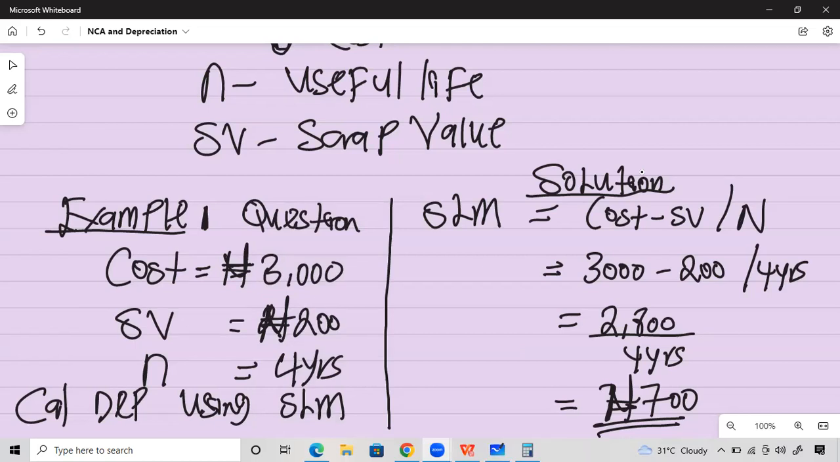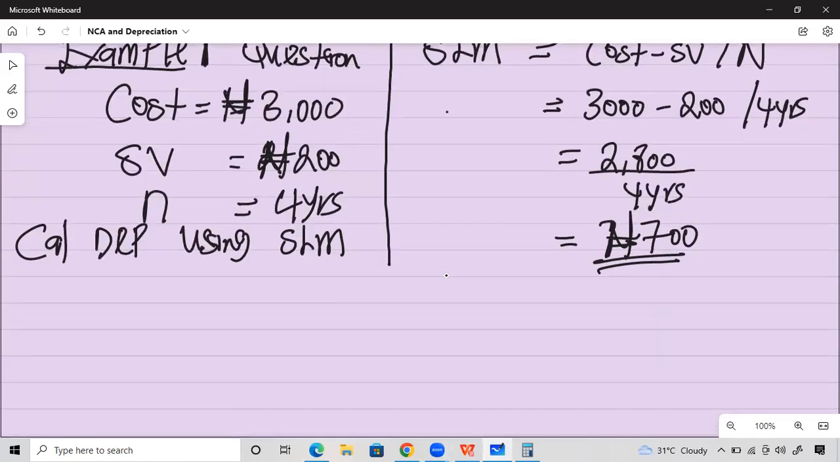Don't forget the formula. The formula for straight line method is cost minus scrap value divided by the number of years. The cost is 3,000. At the end of the 4 years, you were able to sell it for 200. Divided by the total years, which is 4. 2,800 divided by 4, you have 700. So this is how we calculate depreciation using the straight line method. Now, let's go to the second example.